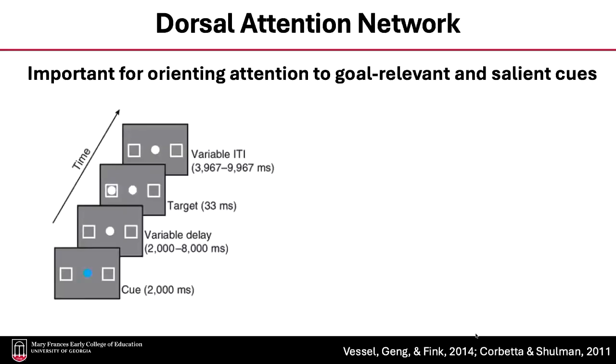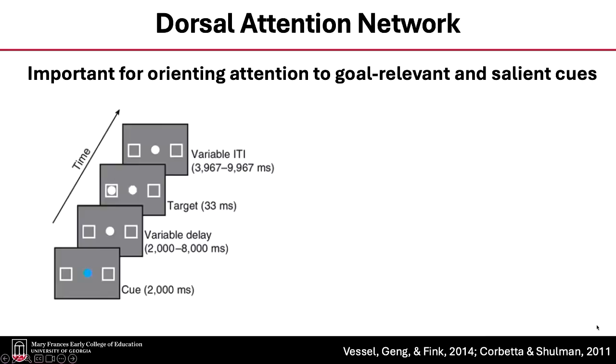So one network that I want to talk about here that's particularly relevant is called the dorsal attention network. And as the name implies, it's critically important for orienting attention towards things that are goal relevant from a top-down way, as also things that are visually salient, right? So what this network is really thought to do is help us select what matters in more cluttered environments, right? And so neuroscientists have studied this a lot with simple attentional cueing tasks, right?